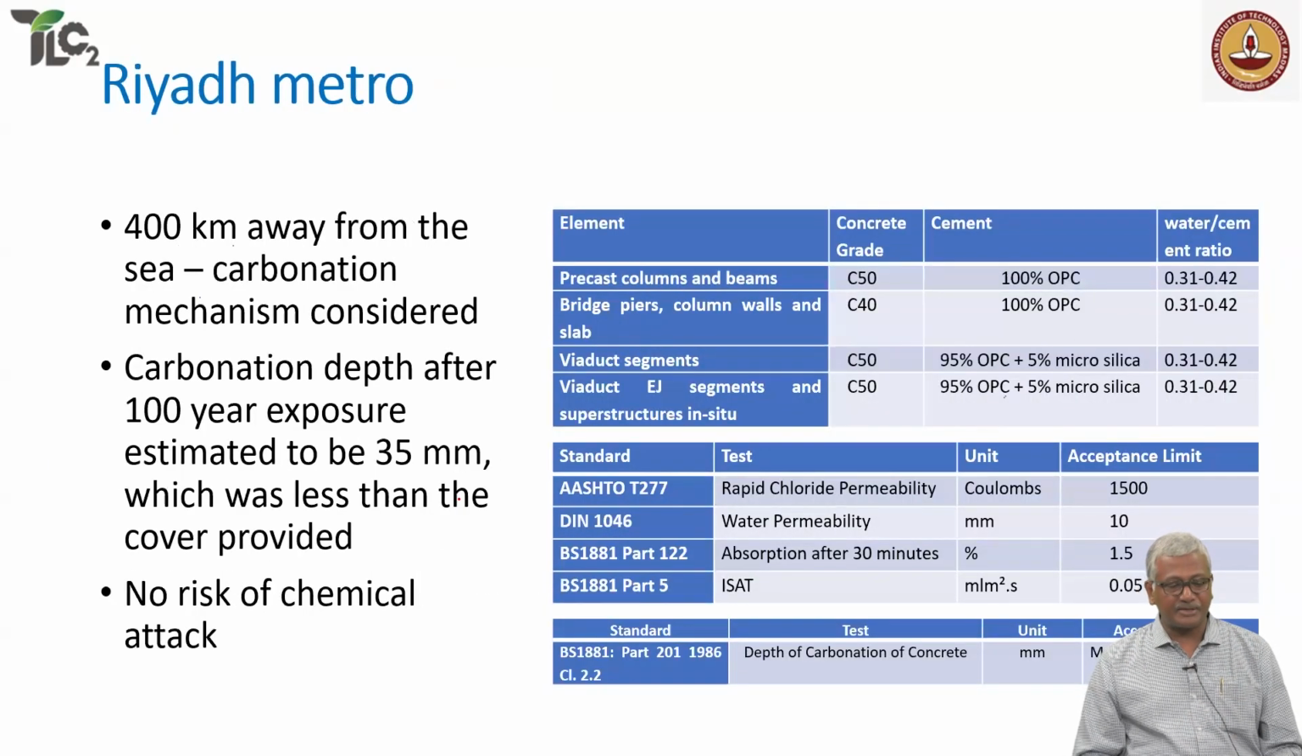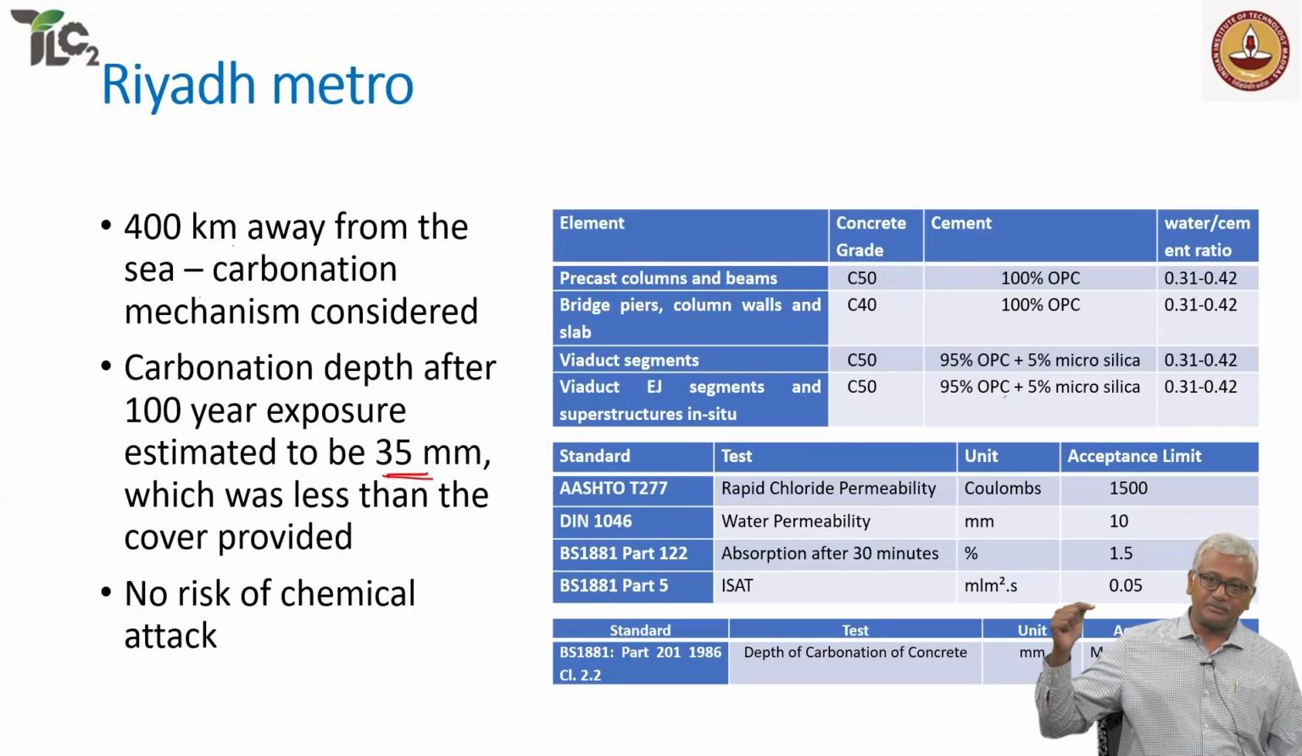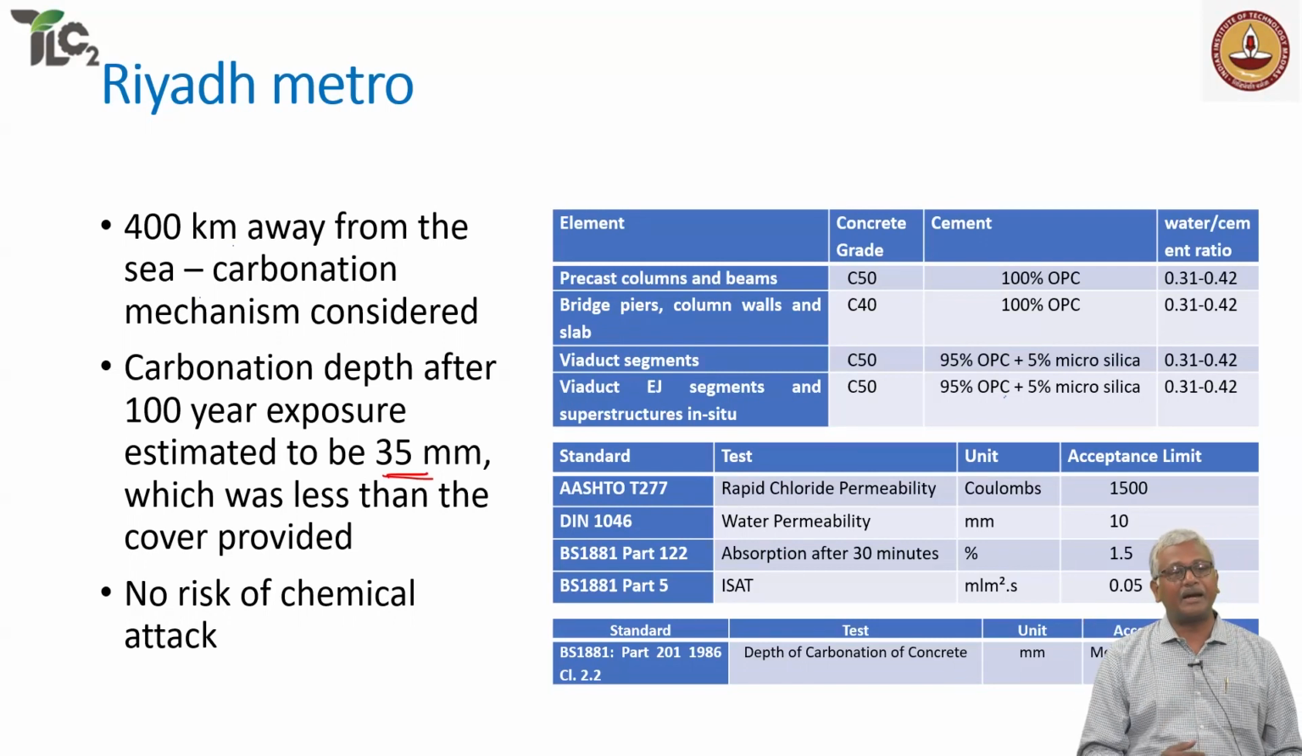So this is a project executed by L&T, Riyadh Metro. So here, this is a structure that is 400 kilometers away from the sea, so you don't have any seawater attack or chloride attack. Carbonation was the considered mechanism in this case. Carbonation depth after 100-year exposure was established to be 35 millimeters. That means they did modeling to ensure that they understand how deep the CO2 will penetrate into the concrete, that was 35 millimeters. And they had a cover that was more than that. So that's how they controlled durability in the structure.